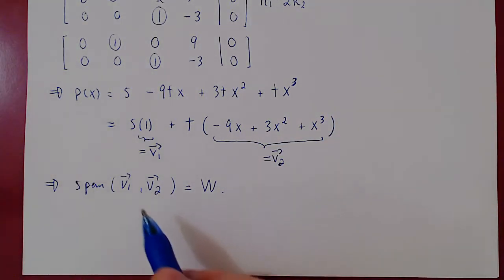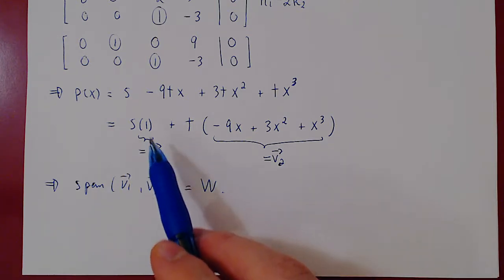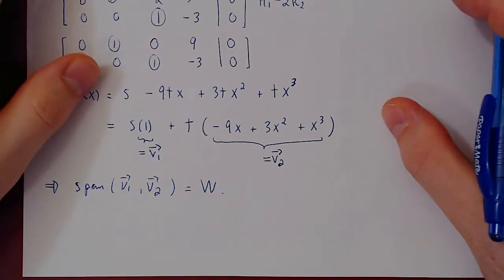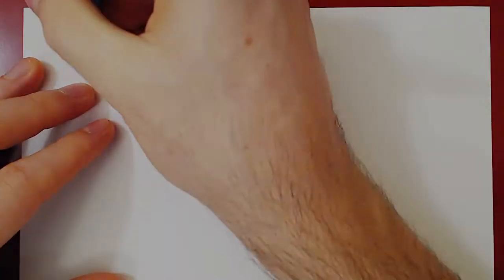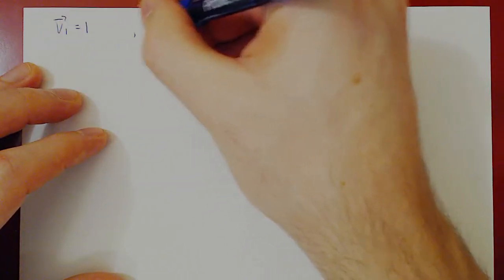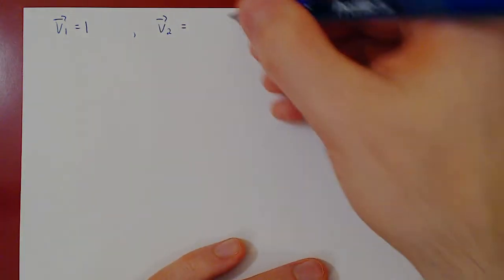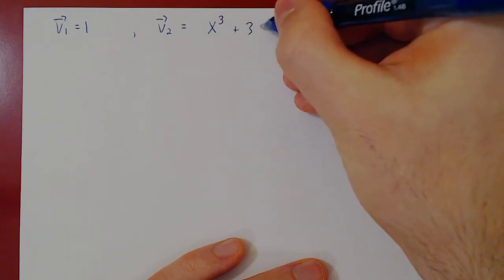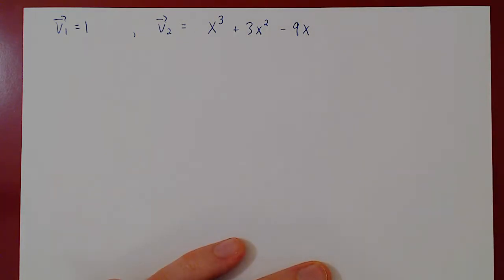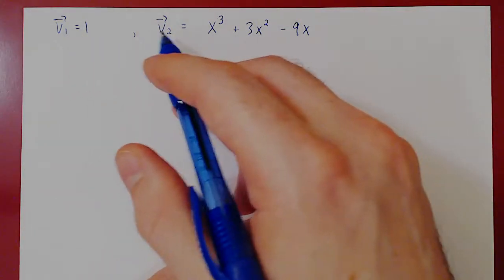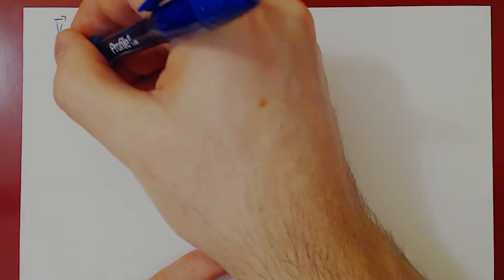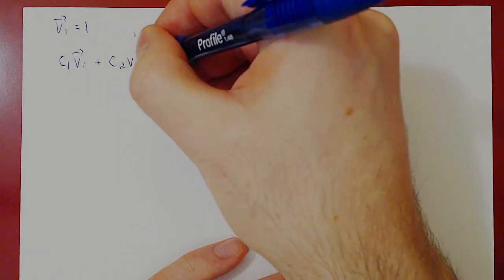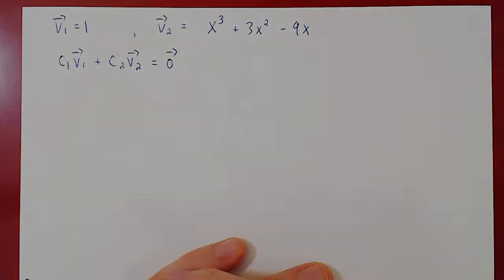So we have generators. To prove that the set v1, v2 is a basis, we have to prove that the two vectors, the two elements, v1 and v2, are linearly independent. And as always, we go back to the definition of linear independence. Let me just rewrite the two vectors. v1 is the constant polynomial 1, and v2 is a cubic polynomial. And I'll write the cubic term first. It was x cubed plus 3x squared minus 9x. And so we want to prove that these are linearly independent. So we consider as always a linear combination of our vectors, giving the zero vector, and we want to prove that this equation has only the trivial solution.